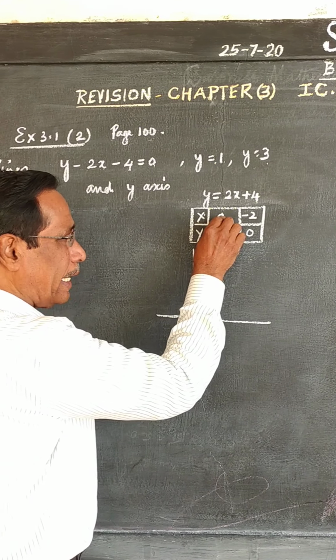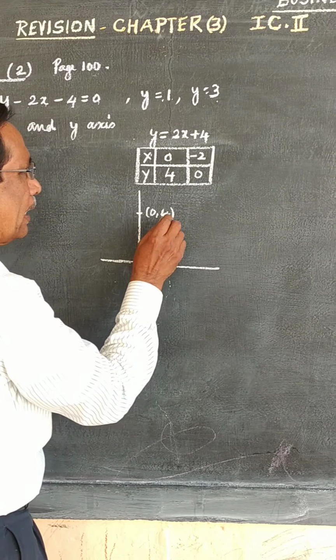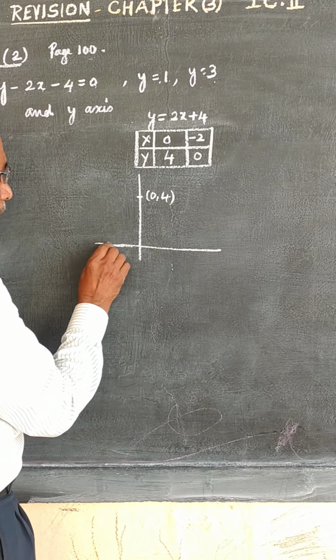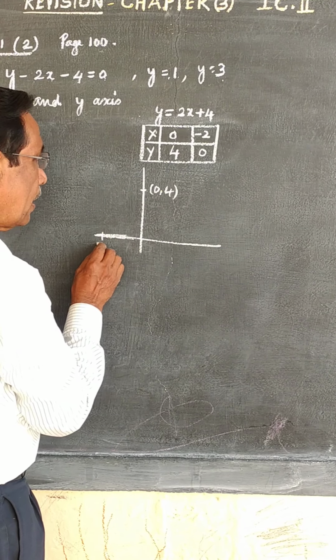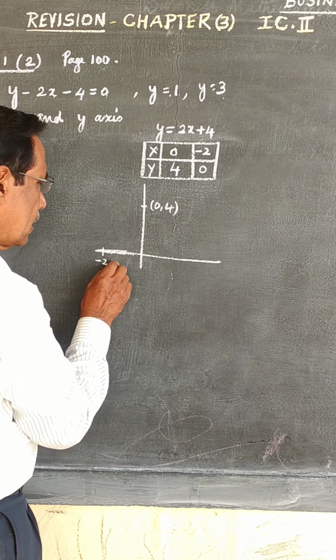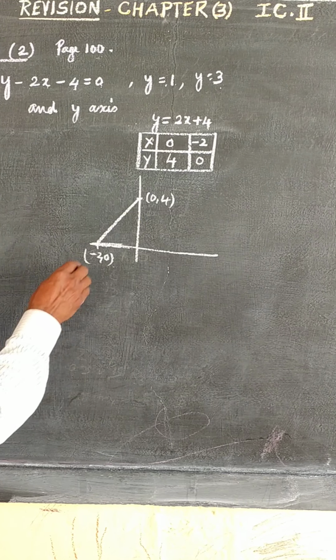For 0 in x, y becomes 4. So this is the point. And for 0 in y, 0 y means it is on the x axis, minus 2 comma 0. So the line goes.